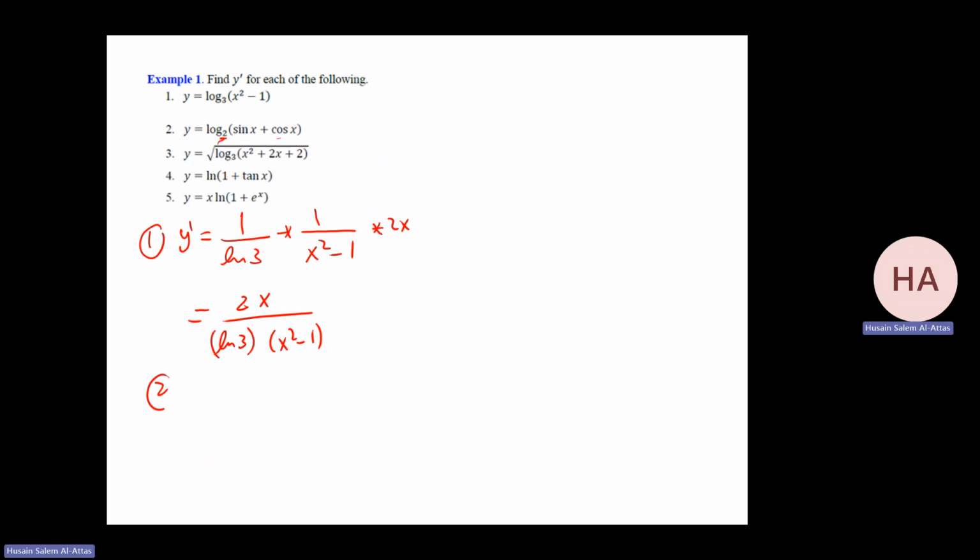We have log with the base 2 of sine x plus cosine x. That will be what? Y prime is 1 over ln 2, 1 over u times the derivative of u, which is cosine x minus sine x. Okay? And I can rewrite it.